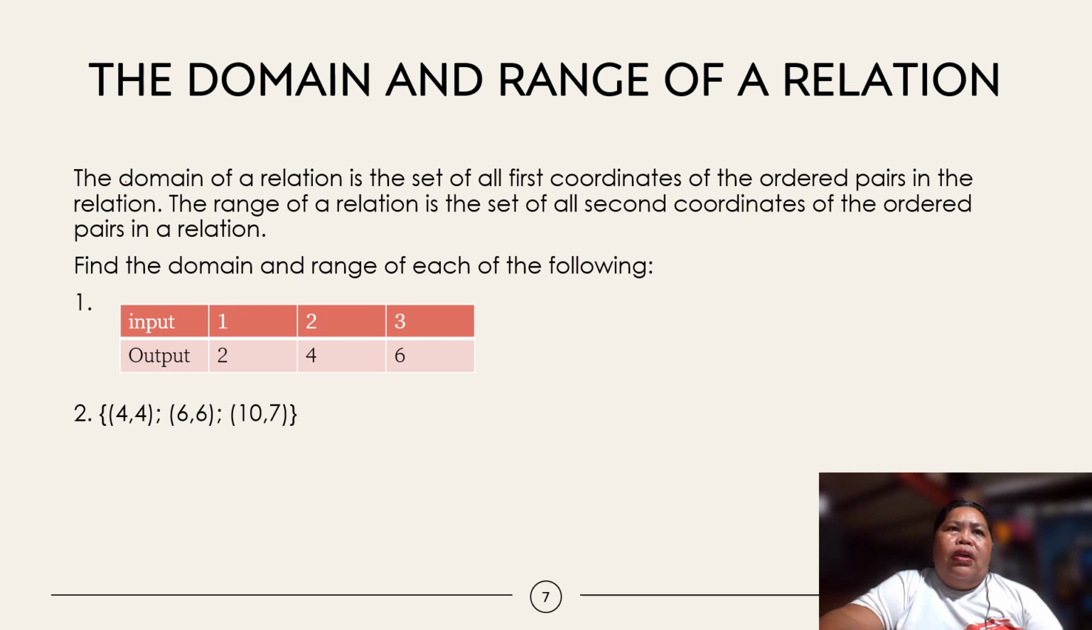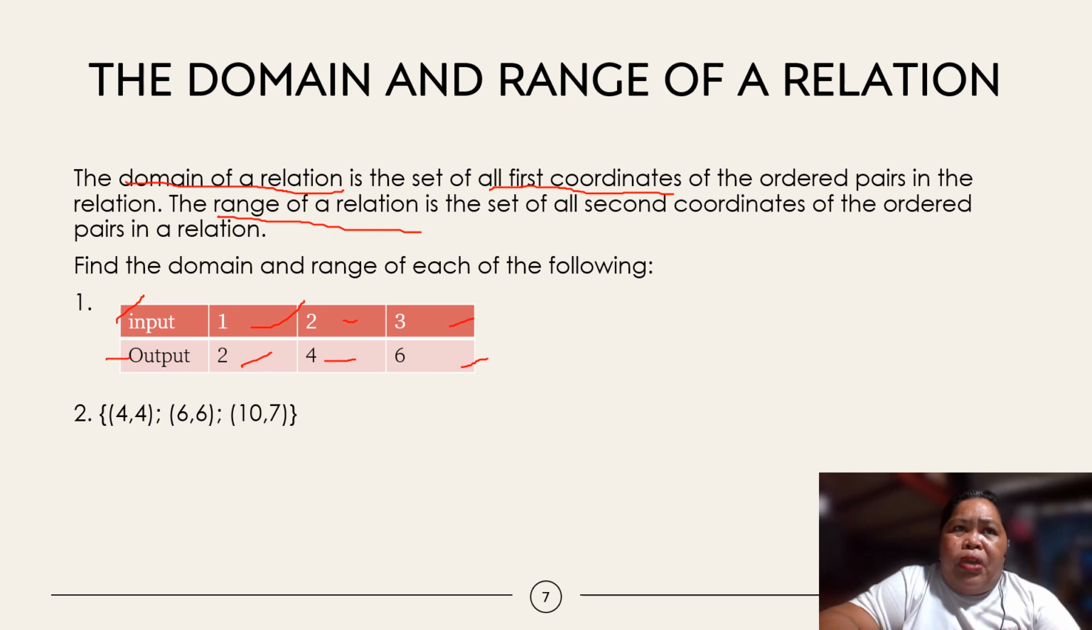Okay, let's have the domain and the range of the relation. The domain of a relation is the set of all first coordinates of the ordered pairs in the relation. The first coordinate usually is the input. The range of the relation is the set of second coordinates. We call it also the output. So our domain is 1, 2, 3, and our range is 2, 4, and 6.